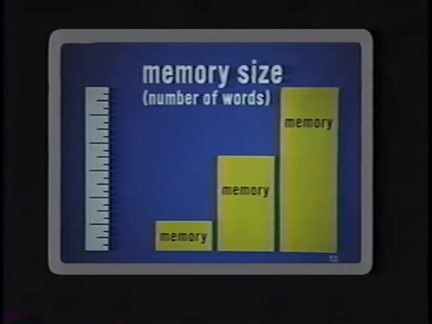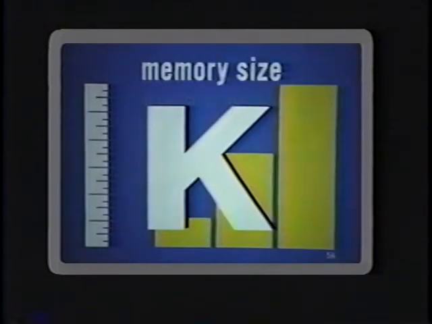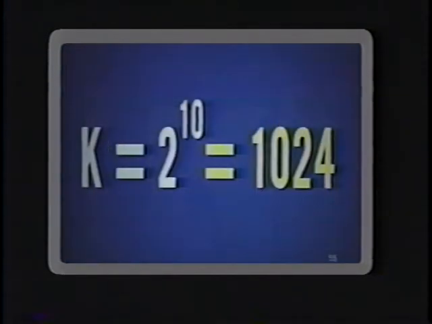Memories come in different sizes. Whenever we talk about memory size, we're referring to the total number of words that can be stored in the memory. The letter K is frequently used to describe memory sizes. When used to describe the size of computer memory, K represents the value of 2 raised to the 10th power, which is equal to 1024.